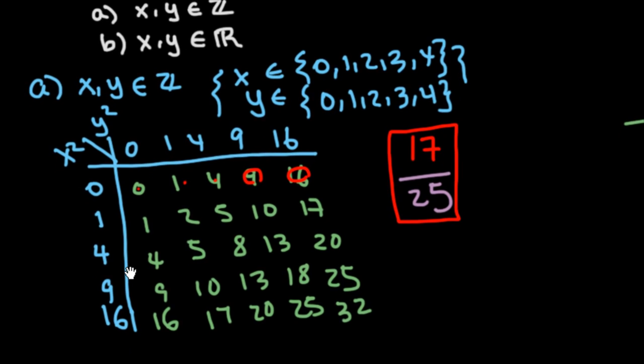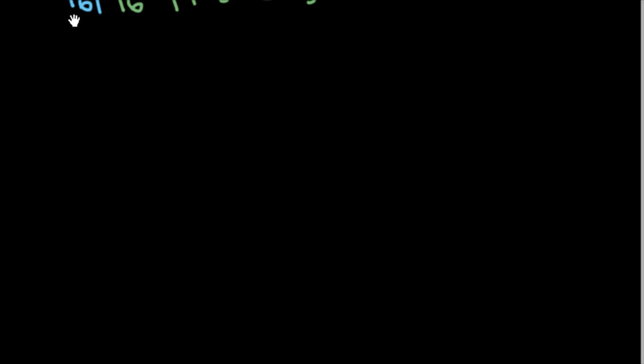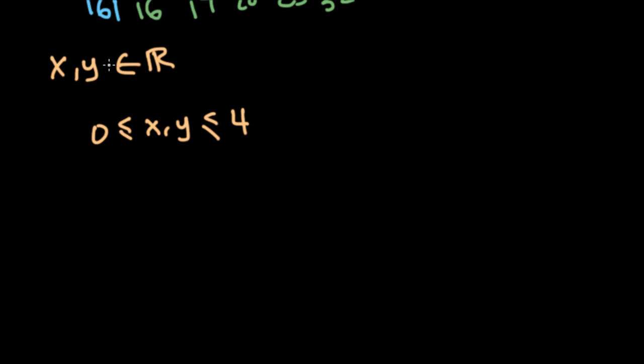Okay, so let's look at part B, which is the more interesting part. Part B is asking what's the probability when x and y are both real numbers. And this is hard for a couple of reasons. Since x and y are both real, between 0 and 4 there are an infinite number of real numbers, and we just can't count them all. So we're going to try a different approach.